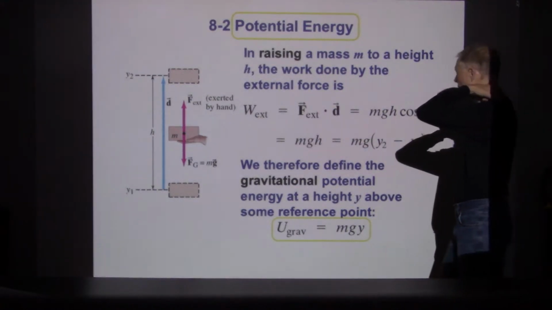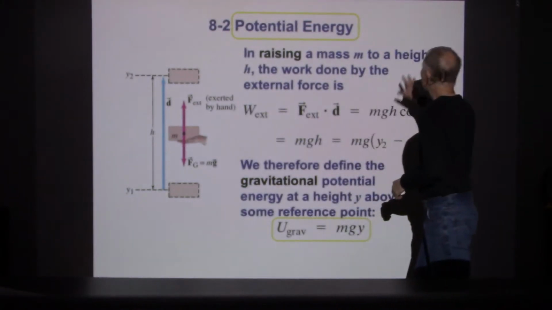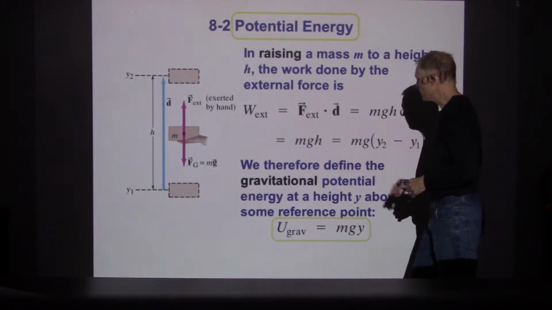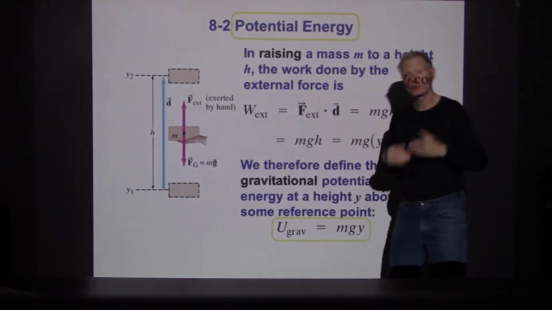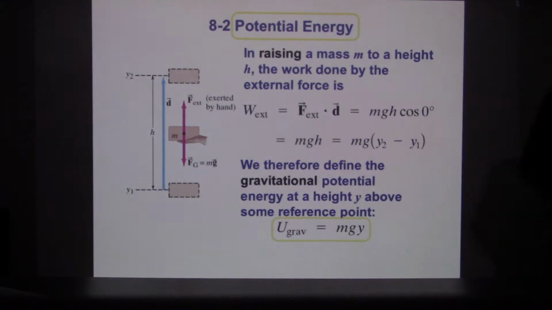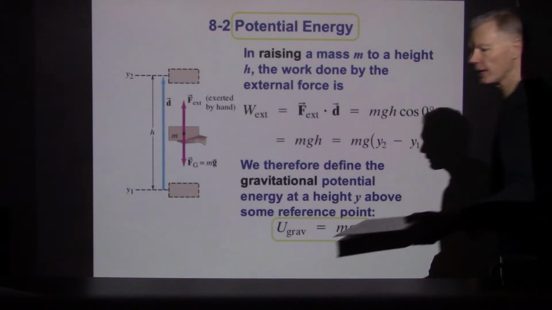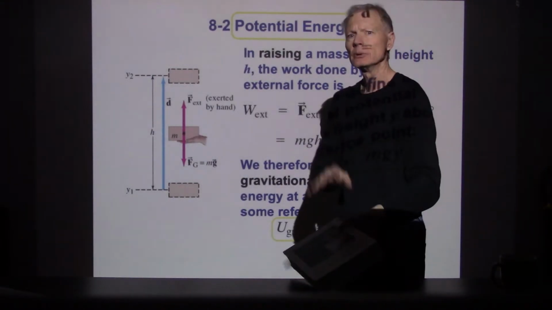So now we can introduce the idea of a potential energy. The potential energy is the energy that's been stored when we've lifted that object, and that potential energy is also given by mgh. So we can use that formula, with mgh representing the potential energy stored when we lift an object from a lower elevation to a higher elevation.